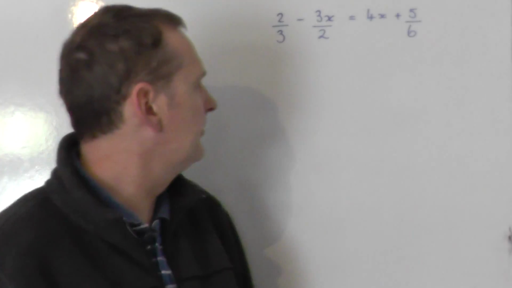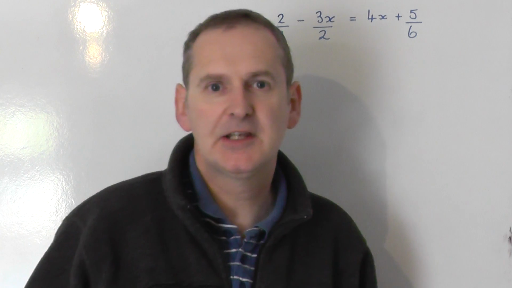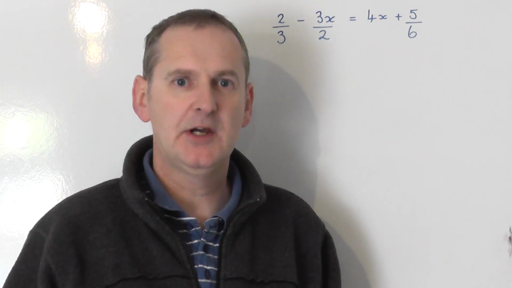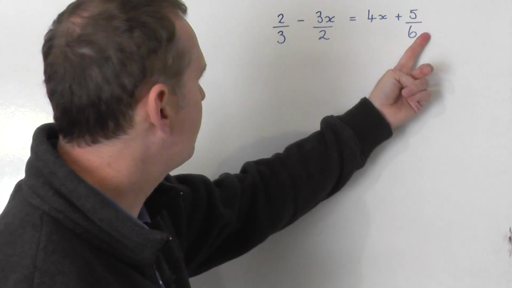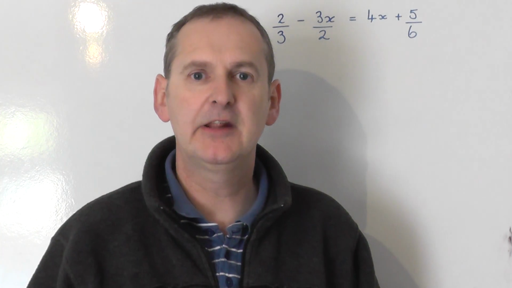Okay, here I'm going to solve 2/3 minus 3x over 2 is equal to 4x plus 5/6. I really don't like this equation at all because of the fractions involved. I've got 1, 2, 3 fractions involved in this particular example. Let's get rid of the fractions.